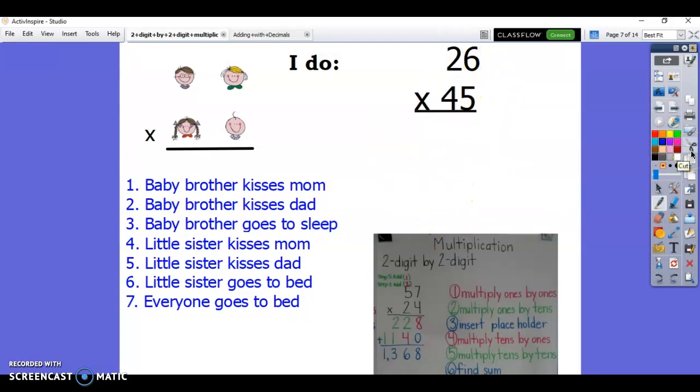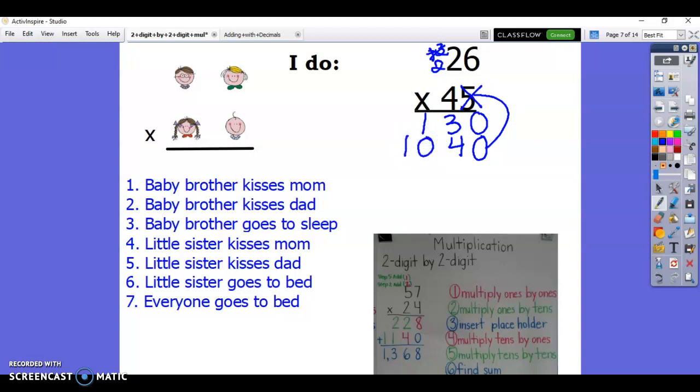And here we go. So we're going baby to mom, which is 5 times 6, which is 30, and then we have our plus 3. Then baby to dad, which is 5 times 2 is 10, plus 3 is 13. Baby is sleepy, rests his head, goes good night. All right. Sister's so patient. Sister kisses mom. 4 times 6 is 24, plus that 2 up here. Then sister kisses dad. 4 times 2, which is 8, plus 2, which is 10.